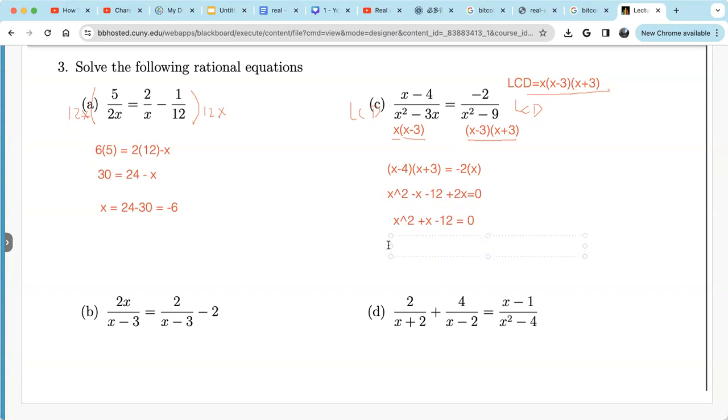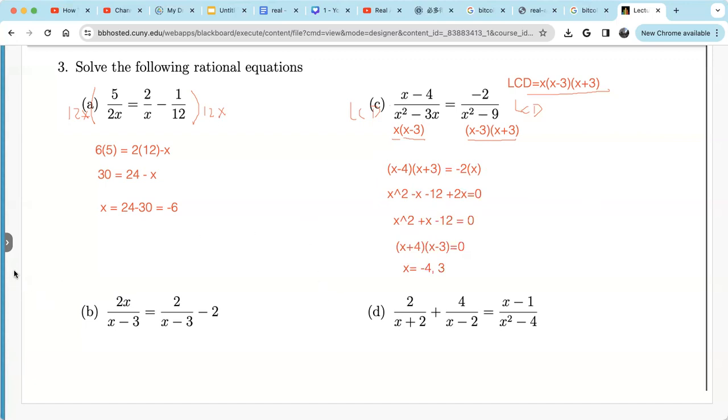So we think, what two factors of -12 add up to 1, because the middle term is 1x. Well, that's x plus 4 times x minus 3, right? Because 4 minus 3, that's 1. By the zero product property, we'll get -4 and +3 as the solutions. Okay. So that's C, I did C first.